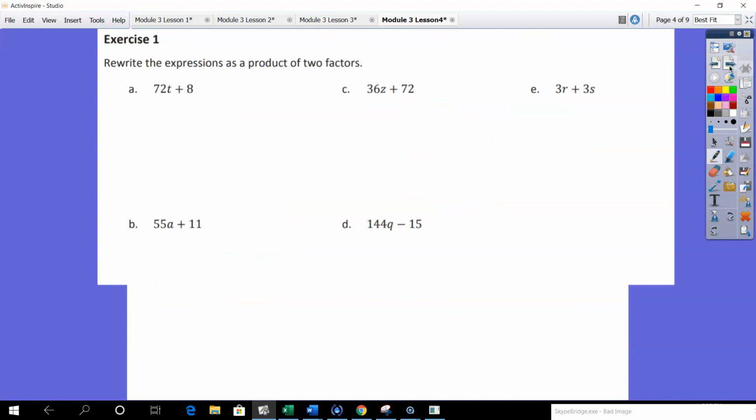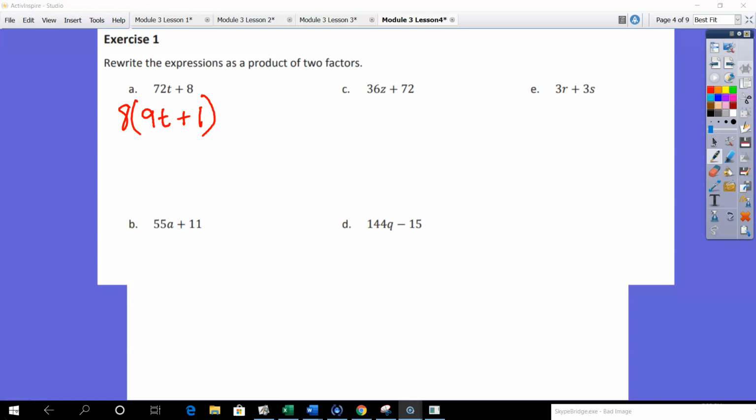Okay, so I'll give you 1. So this one would be 9 as your common factor. Oh, no, sorry, 8 is your common factor here. 8 times 9t gives me 72t, and then plus 8 times 1 is 8. Okay, so go ahead and pause the video and try B, C, D, and E on your own.